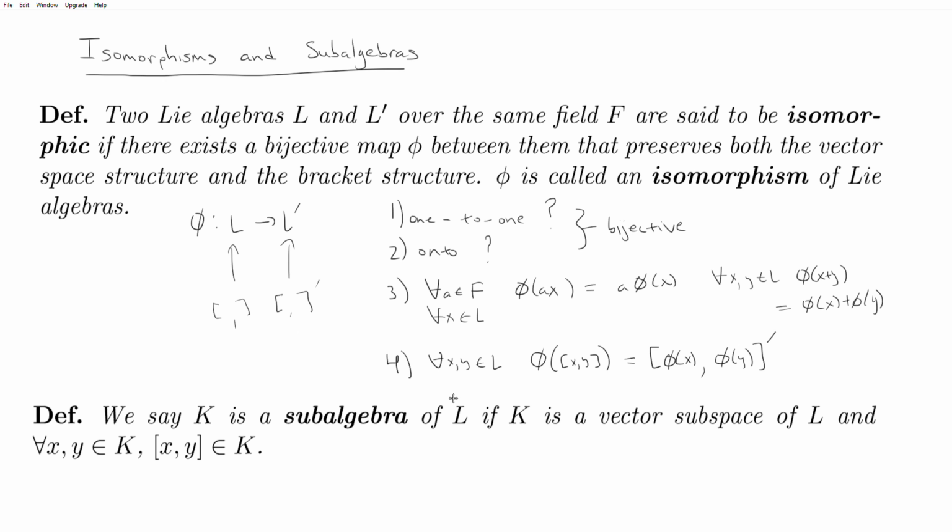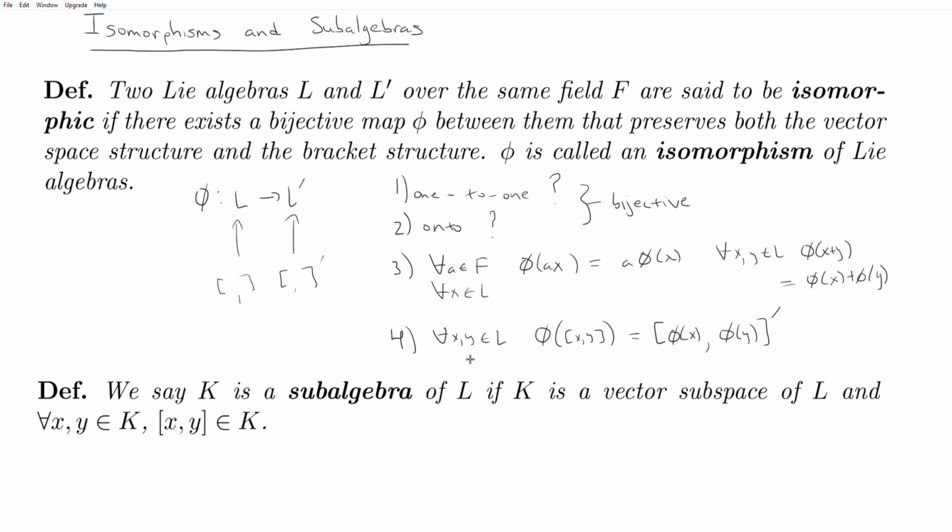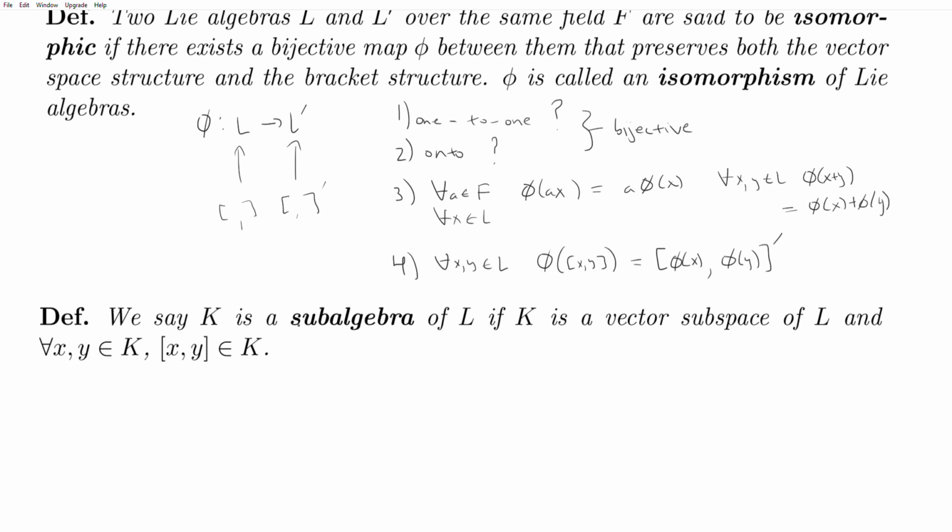The last concept we have here is the notion of a subalgebra. We say K is a subalgebra of L if K is a vector subspace of L, and for all x and y in K, we have that x bracket y is also an element of K. What that's basically saying is that if we just zoom in on K and only interact with stuff in K, we always end up back in K. It's as if L didn't even exist outside of it.